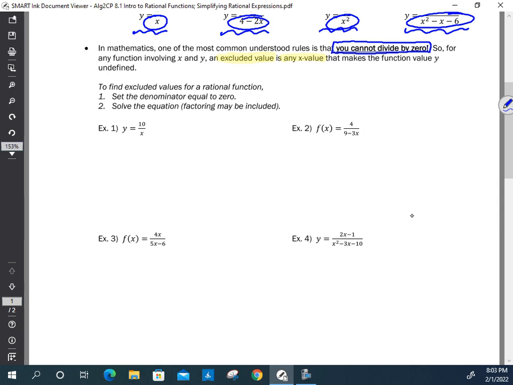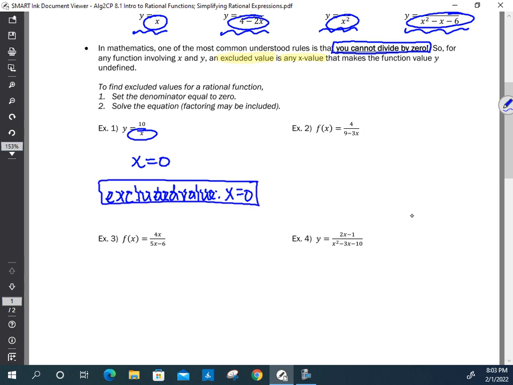Let's go ahead and begin with some very basic examples. y equals 10 over x. So the denominator is x. Take the denominator, set it equal to 0, and then solve it out. So in this case, x equals 0. Your excluded value is x equals 0. That means you cannot plug 0 into that function because it will make the denominator 0.